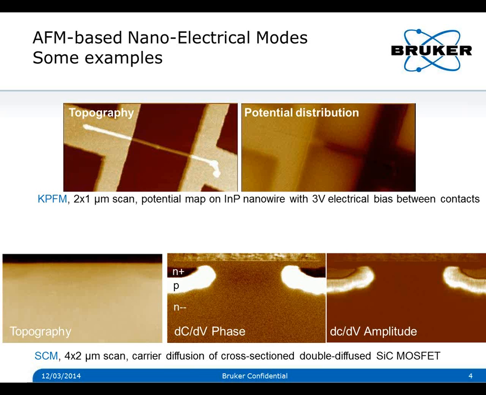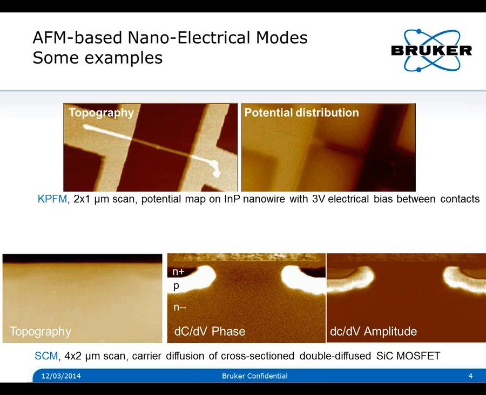And in the phase image, the dC/dV phase image, so this is the first capacitance image, we can see where those N-type and P-type regions are exactly located. And often of interest is to find out what that exact junction profile is.